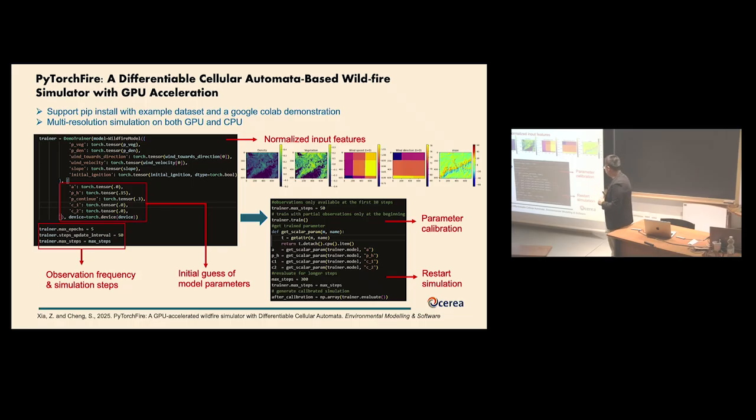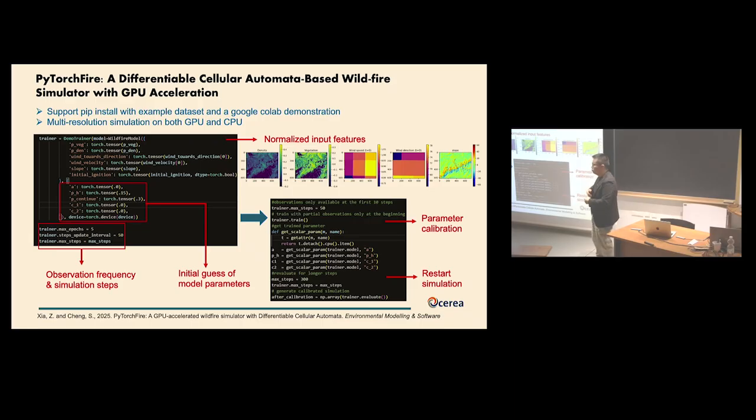So we have this package. The first version of PyTorchFire is published, and we also have a modular package that you can install directly on Python with pip. It supports both GPU and CPU implementation. For the parameter calibration, you start with your initial guess of the parameters. We provide examples on Google Colab that you can run directly. In this case, we give a lot of observations with synthetic data, so you can choose the observation frequency, meaning how many steps there are between two observations. That means your model has to be propagated many times until you see the next observation. The calibration is fully embedded, so it's only one line of code.